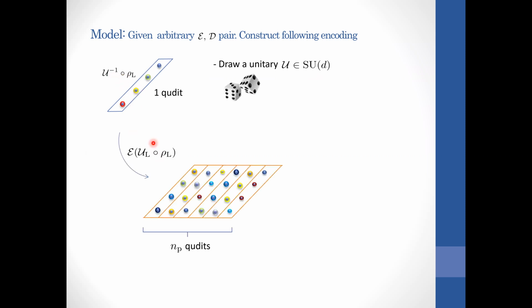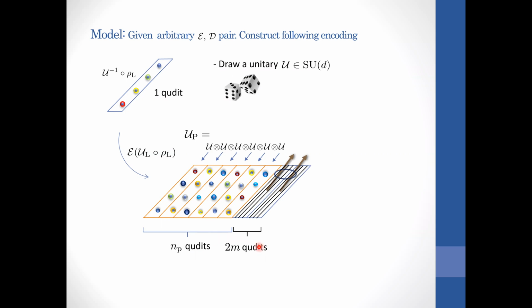Okay, let us now look at the model that we will consider. So first off, we start with a subroutine encoder and decoder pair, and our encoding works as follows. We start off at the logical level with one qubit, and then we draw a unitary at random from the Haar measure of SU(d). We apply the inverse of that to the logical level. We apply the subroutine encoding over this to encode to n_P physical qubits. And then we apply this unitary that we picked at random over all of the qubits at the physical level.